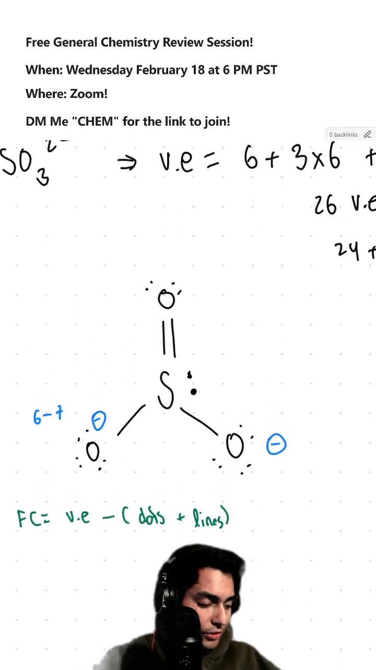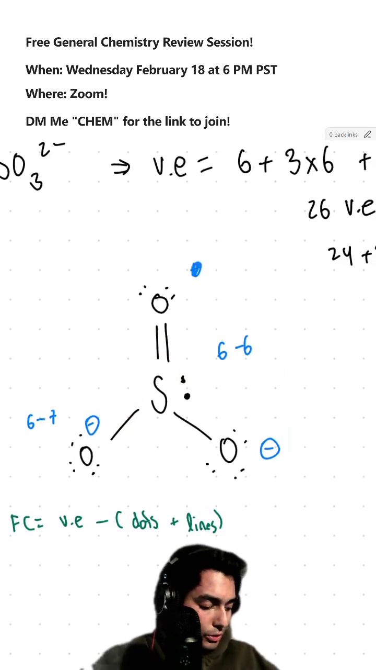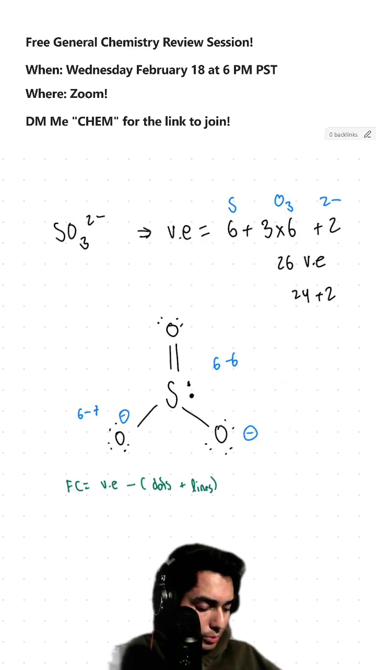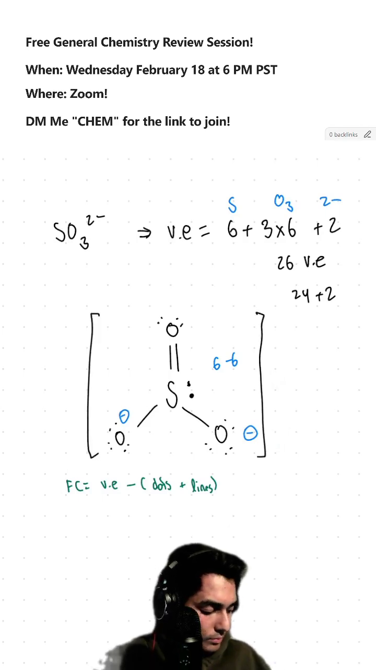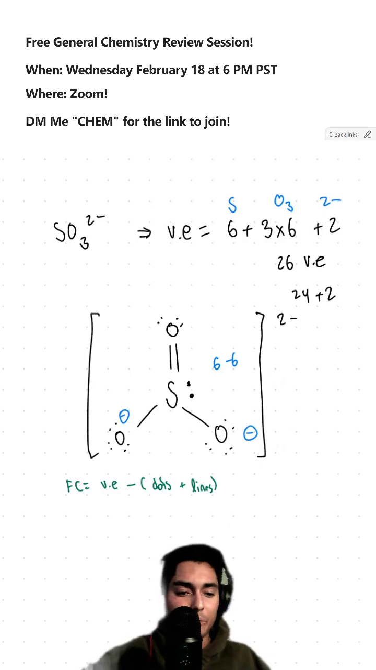All right, what about sulfur? It's typically going to have 6 as well. So 6 minus 1, 2, 3, 4, 5, 6. So this is going to be neutral. And then this is also going to be neutral here. So I think I'm done here with this one. This is going to be SO4 2 minus. So, going over some Lewis structures.